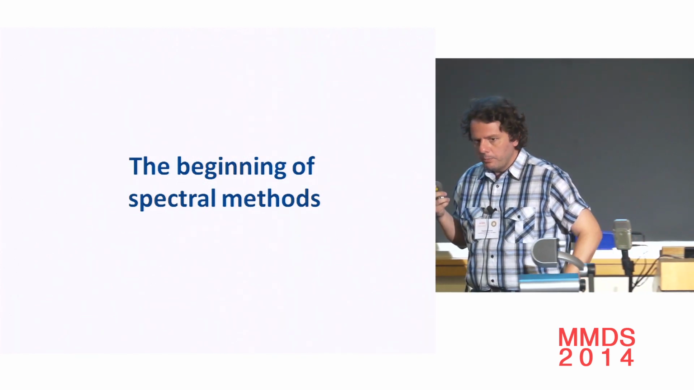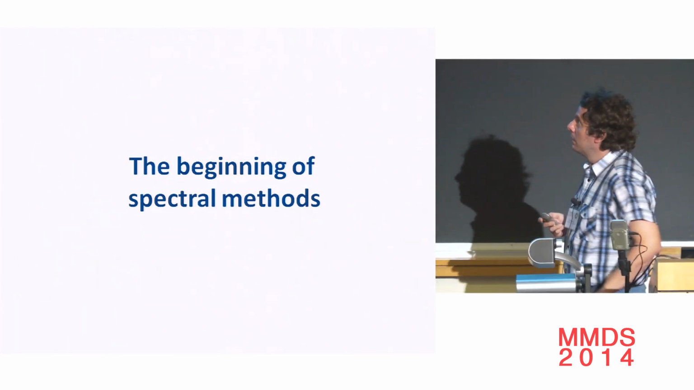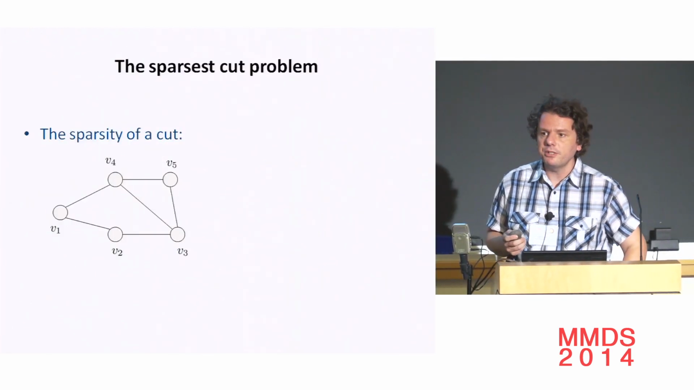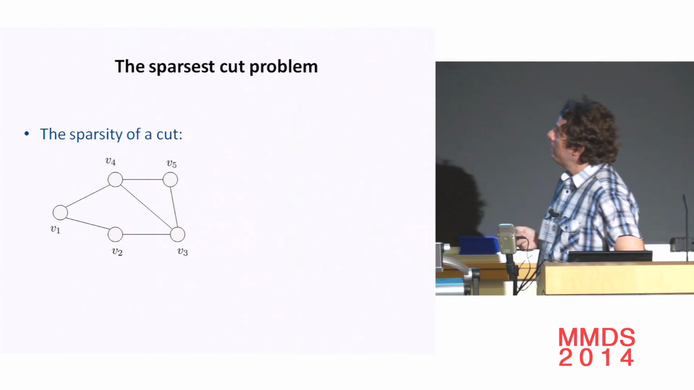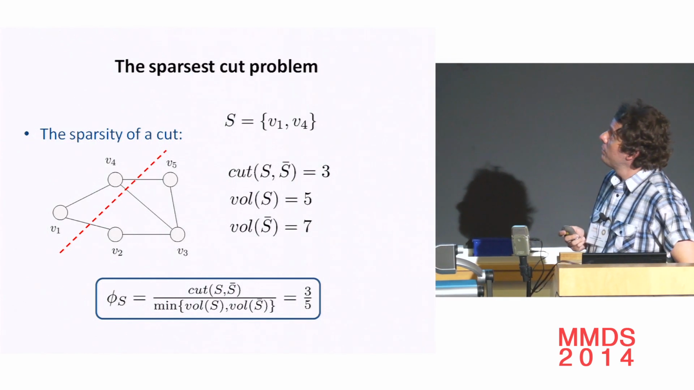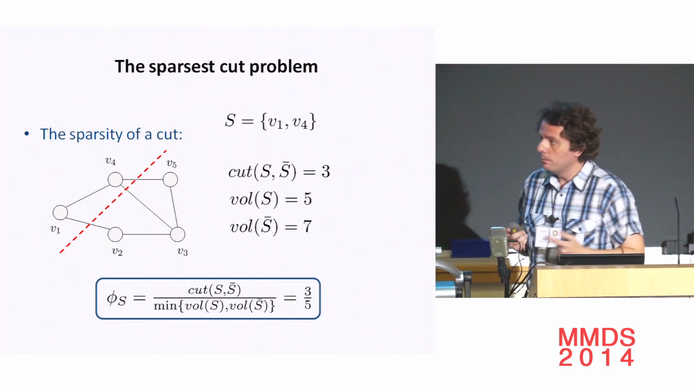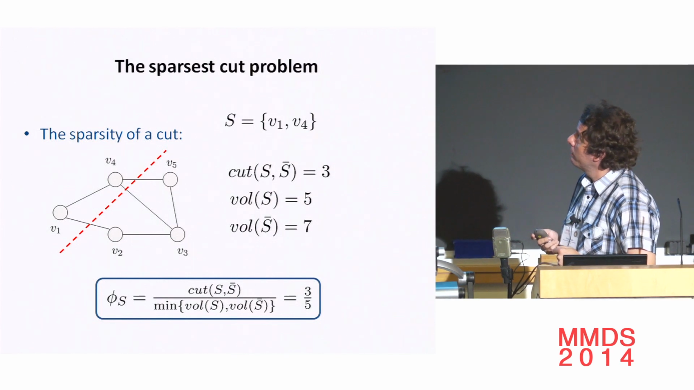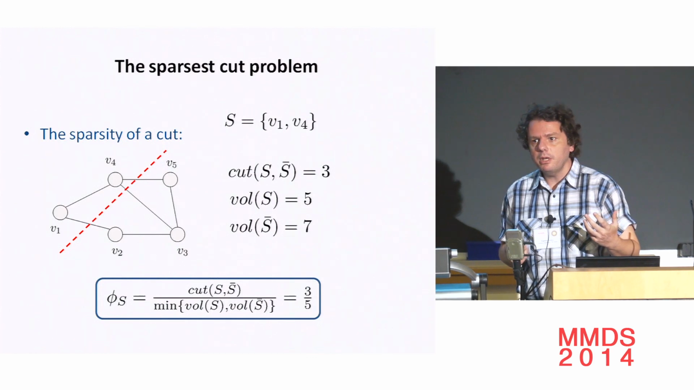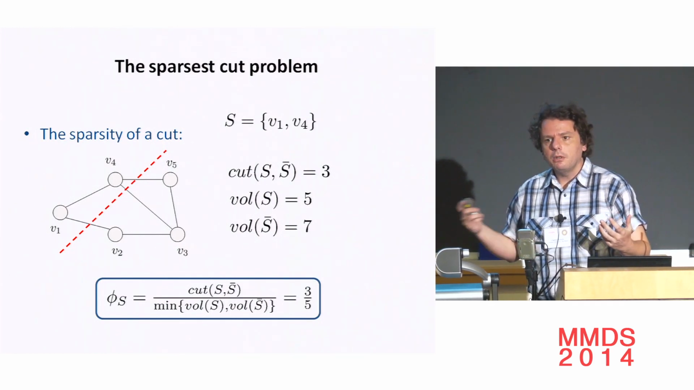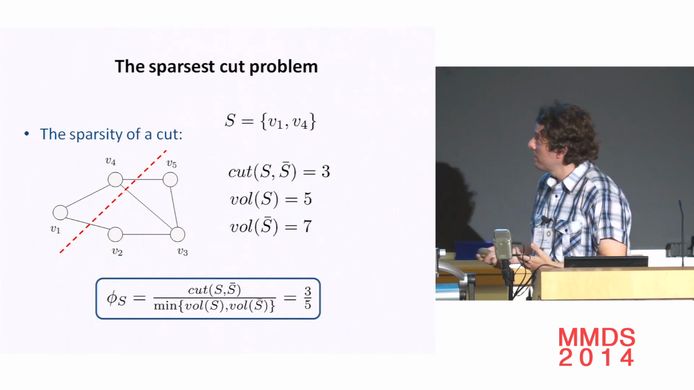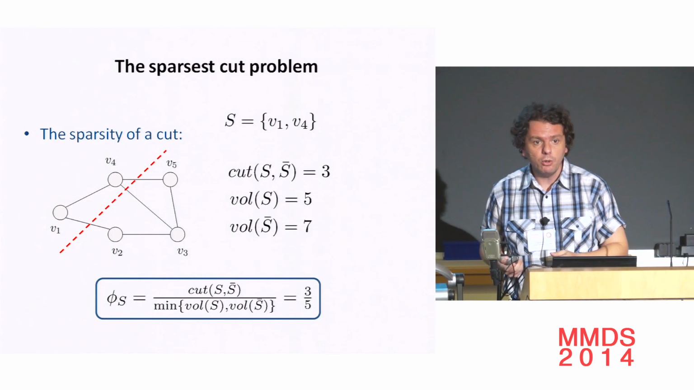One of the very basic and first observations about graph partitioning was the following. Let me define the sparsity of a cut first. Here's my graph again, and here's a possible cut. This cut gives me two sets. On the one set, I have vertices 1 and 4. There are 3 edges that cross that cut. The total number of edges adjacent to S is 5. The total number of edges adjacent to S bar is 7. So the sparsity of this cut is 3 divided by the minimum of these two numbers, which is 3/5.